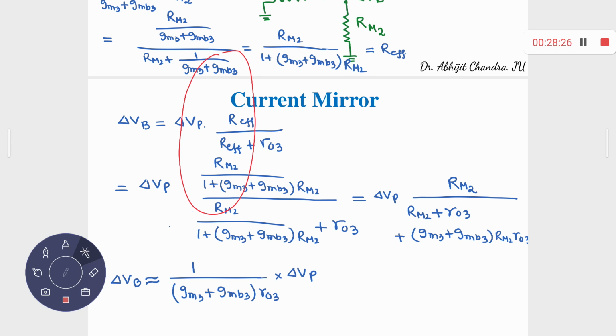So if I manage some constant voltage at point B, that will not be modified to any extent, even if the voltage at point P experiences some change. So what is our objective? Our objective is to provide a constant voltage at point B.